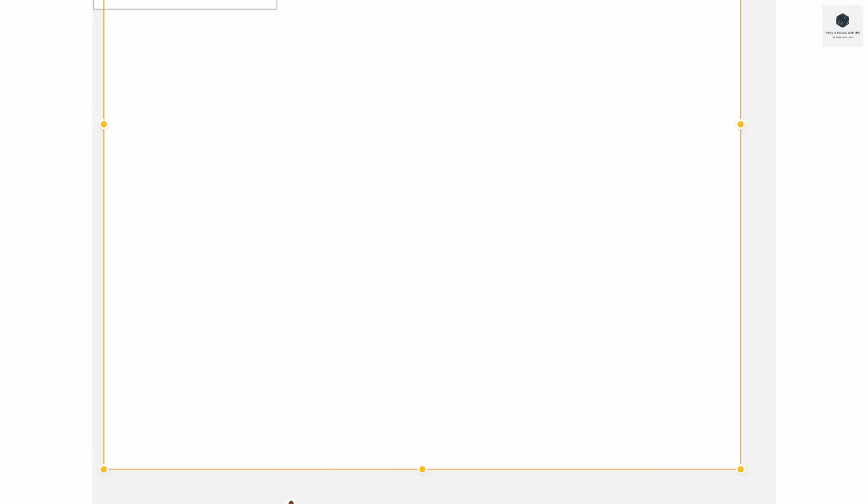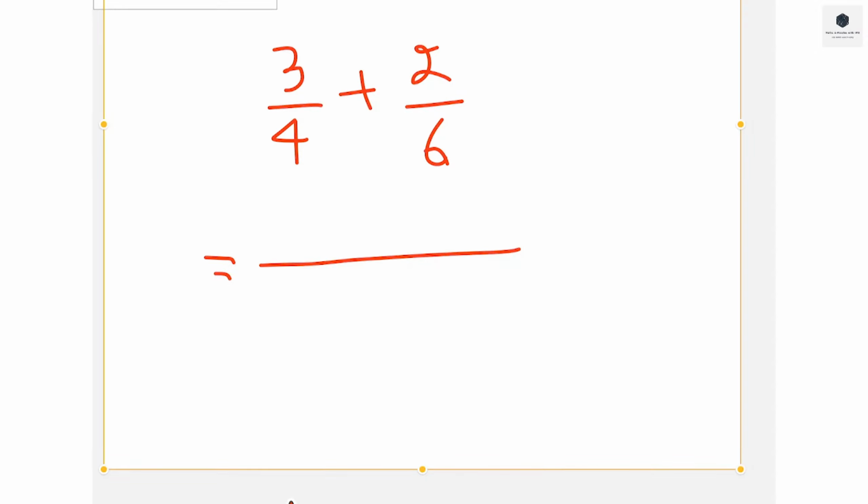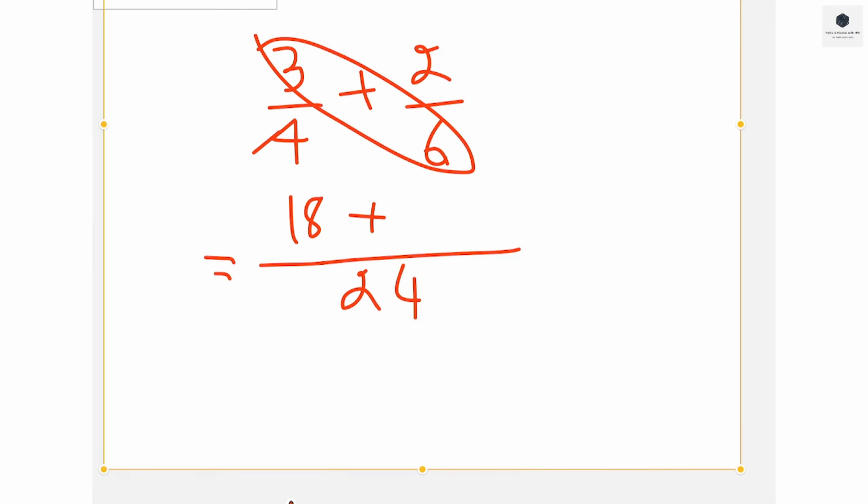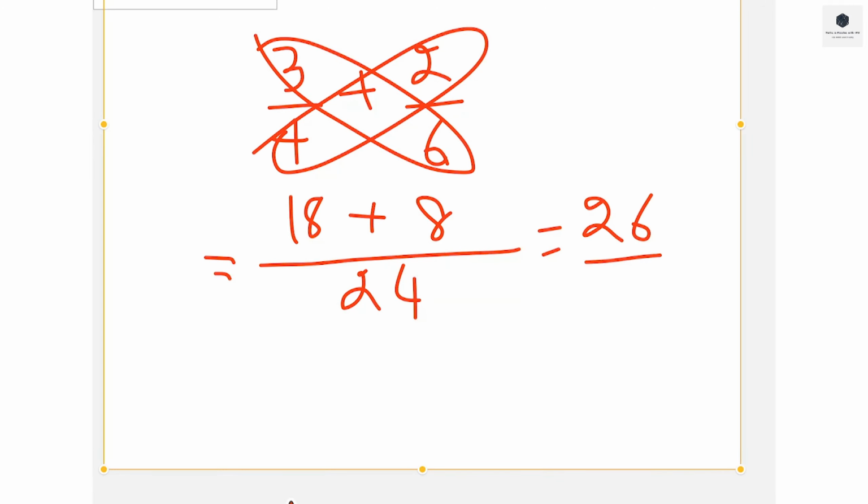Now let's do the same question by the other method also. I'm taking the same question, 3 over 4 plus 2 over 6. This is a very easy method. What you can do is, for the denominator, just multiply the denominators. So 6 times 4 is 24. And then for the numerator, you have to do cross multiplication. 6 times 3 is 18, plus 4 times 2 is 8, which is 26 over 24. And again, if you divide both by the same number, 13 over 12 is the answer.